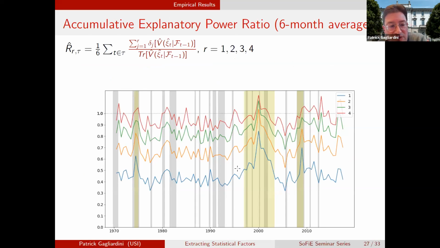So in this picture, this is a time series for what we call the accumulative explanatory power ratio. The blue line is when you consider the first factor, the orange when you consider the first 2 factors, and then 3 factors and 4 factors. As you see from the blue line, according to this metric, for most dates the first factor accounts for close to 50% of the total variation. There are phases in which this percentage goes up, maybe to 70 or 80%.